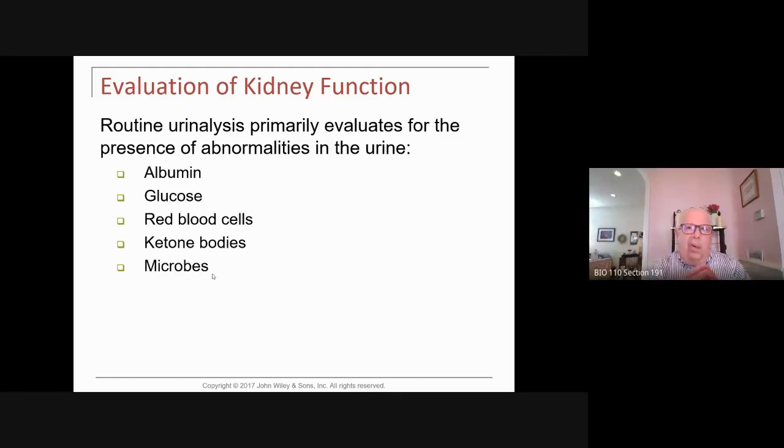So what am I trying to tell you? I'm trying to tell you that your urine is sterile. There should be no bacteria in your urine. When there is bacteria in your urine, you have an infection. Okay? So these 5 things should never be in your urine. Never. All right? It's a sign of disease if it is.